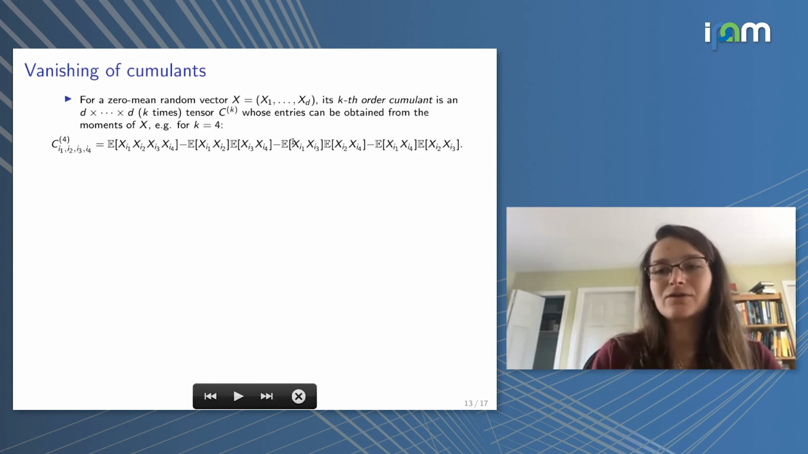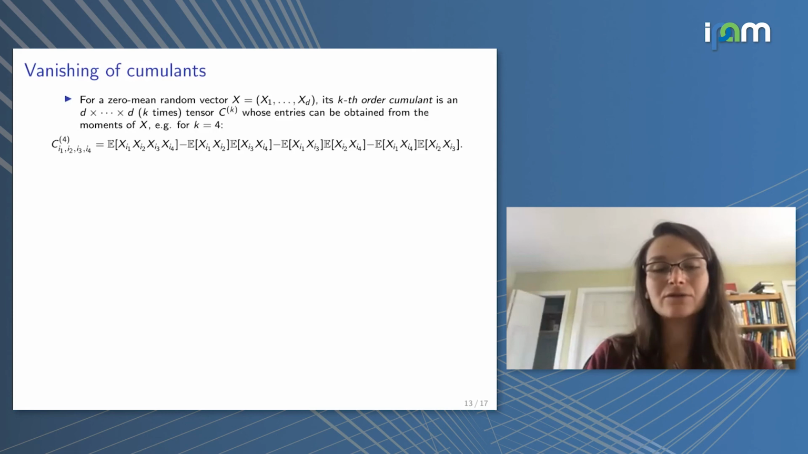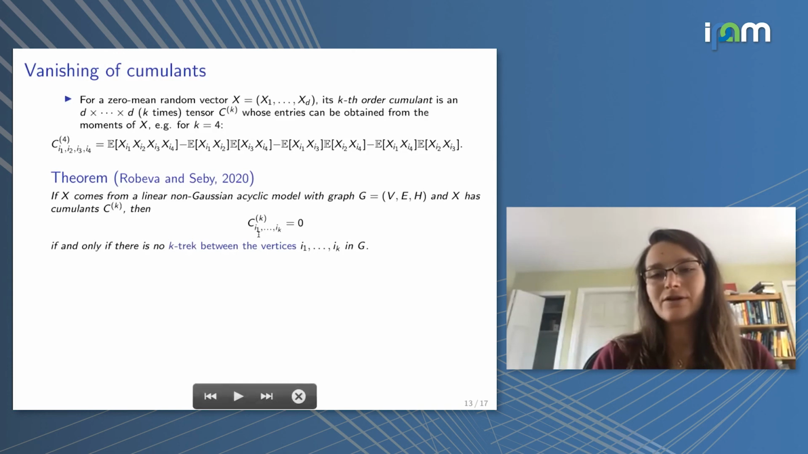So the cumulant for a Gaussian, the fourth order cumulant, or the even order cumulants for a Gaussian, would be 0. And so this is only interesting for non-Gaussian variables. And so what we were able to show is that if x comes from a linear non-Gaussian acyclic model with graph G, so this one has directed and multi-directed edges, then its cumulants will satisfy some equations.